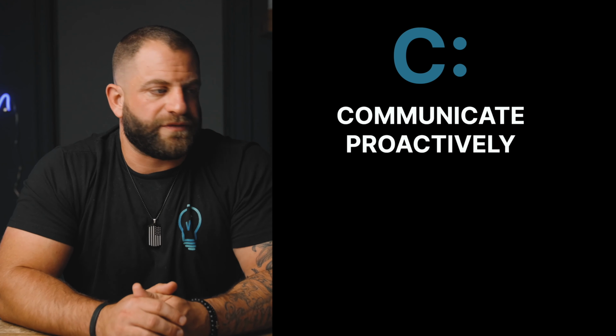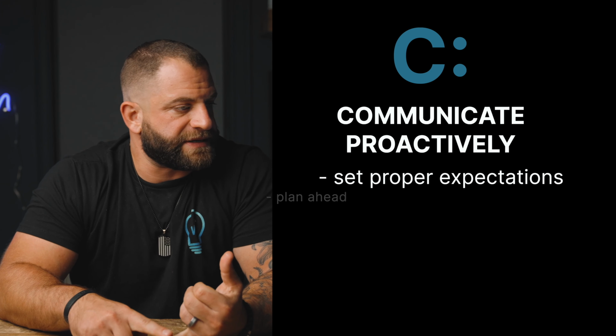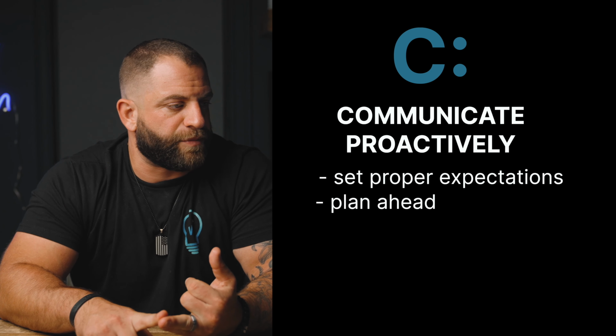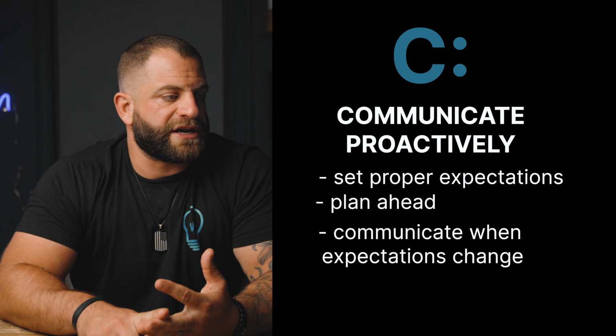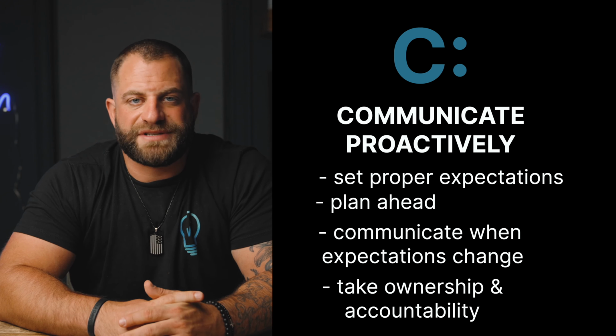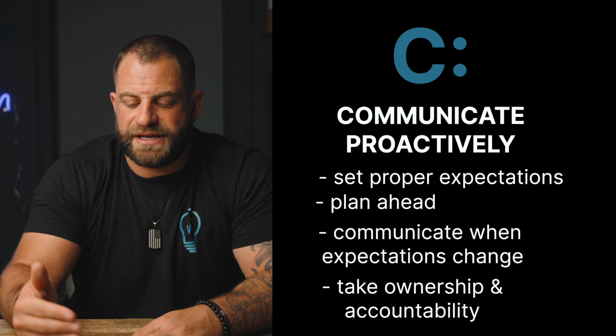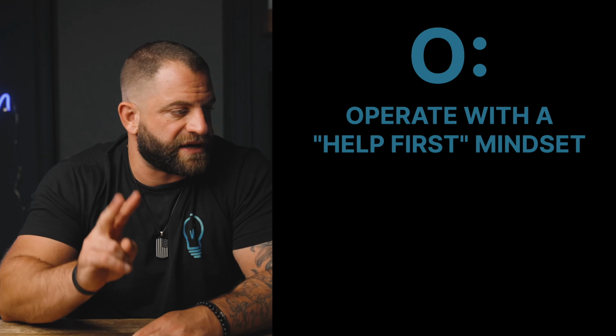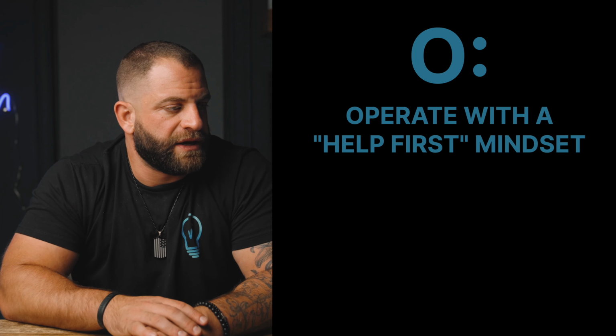So communicate proactively. The bullet points for that one are set proper expectations, plan ahead so problems can be solved proactively, communicate when expectations change, and communicate by taking ownership and accountability of one's own tasks. So those are the behaviors, mindsets, or activities that I think represent, in my opinion, how I want communicate proactively represented. The second one is operate with a help first mentality.